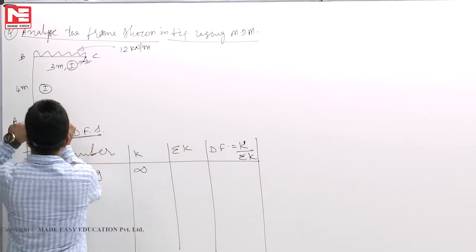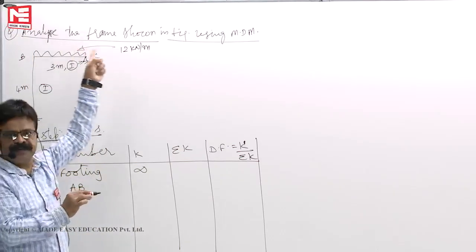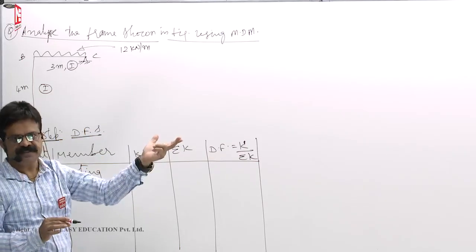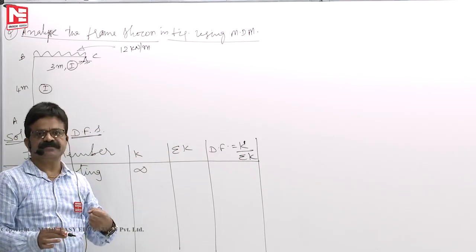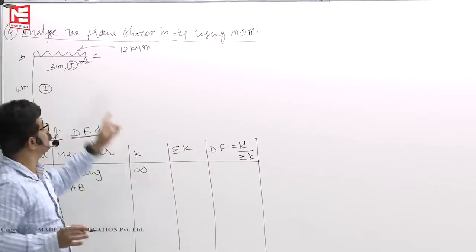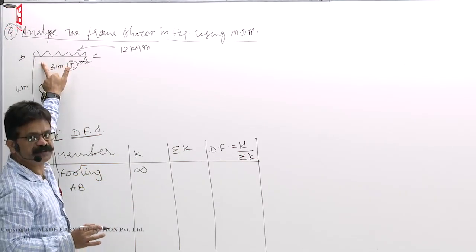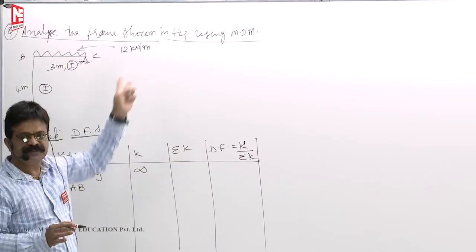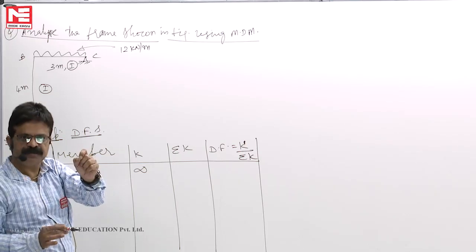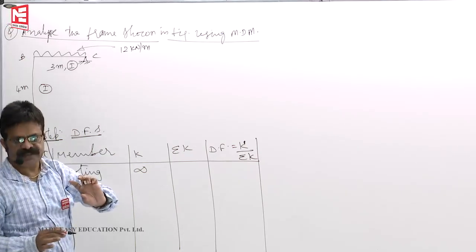AB member: when you stand at A, look at B, because you are locking all the joints, B now behaves like a fixed support. It takes the moment. After that, it may rotate, but it will take the moment. So we idealize this as a fixed support. I told you no difference between fixed support and rigid joint. That rigid joint behaves like a fixed support only, but the only difference is it rotates.